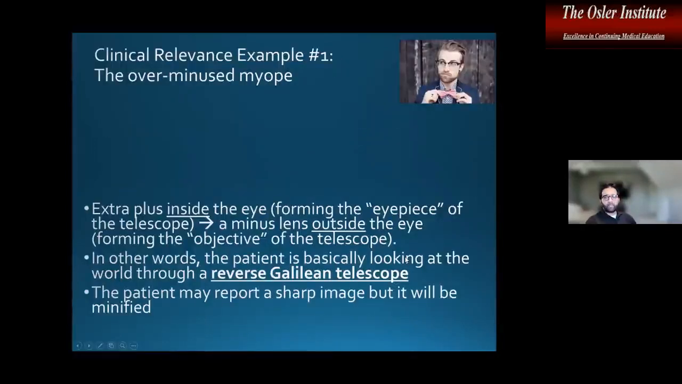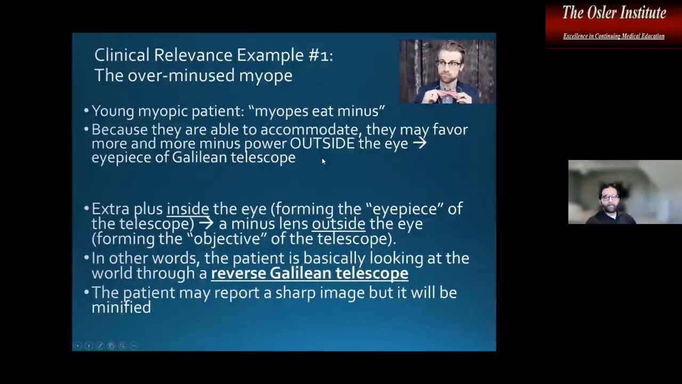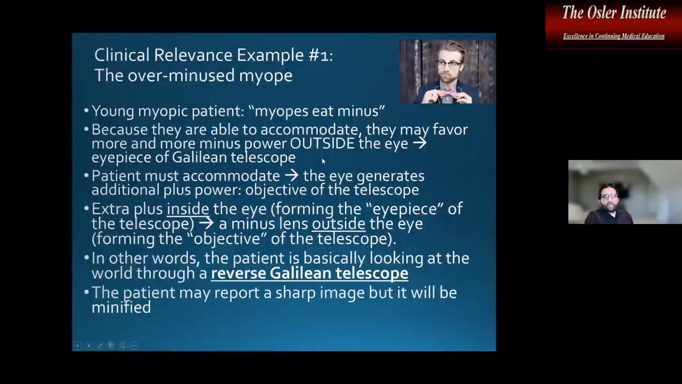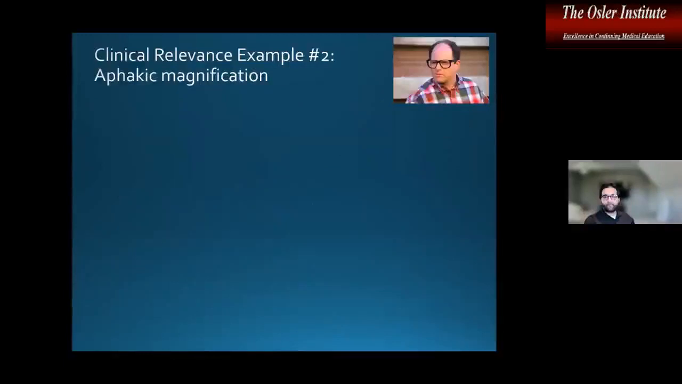Okay, so that's telescopes. Let's talk about a few clinical examples here. The over-minused myope. Why is it that we say that myopes eat minus? Well, because they're able to accommodate, they may favor more and more minus power outside the eye. And if you have more and more power outside the eye, when you accommodate, the patient generates more power inside the eye. So they have more plus power inside the eye. So basically now they're looking at the world through a reverse Galilean telescope. So they may say the image is sharp, but it will be minified. So that's an example of clinical relevance of this concept.